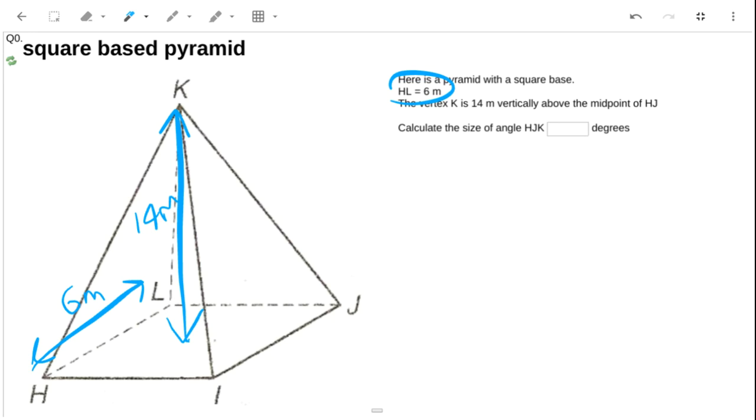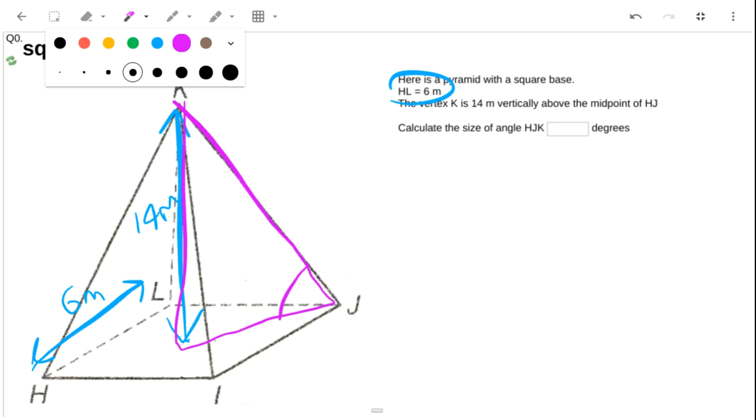Now, I suppose there's a little bit of practice here, but I've got to think of a triangle that includes that 14 meters and has also got something to do with the 6 meters. And the triangle actually comes from the K, goes along the 14 meters, goes to the J up here, and then goes back along the side. And in fact, that's quite useful because we want the size of angle HJK, which is that one in there.